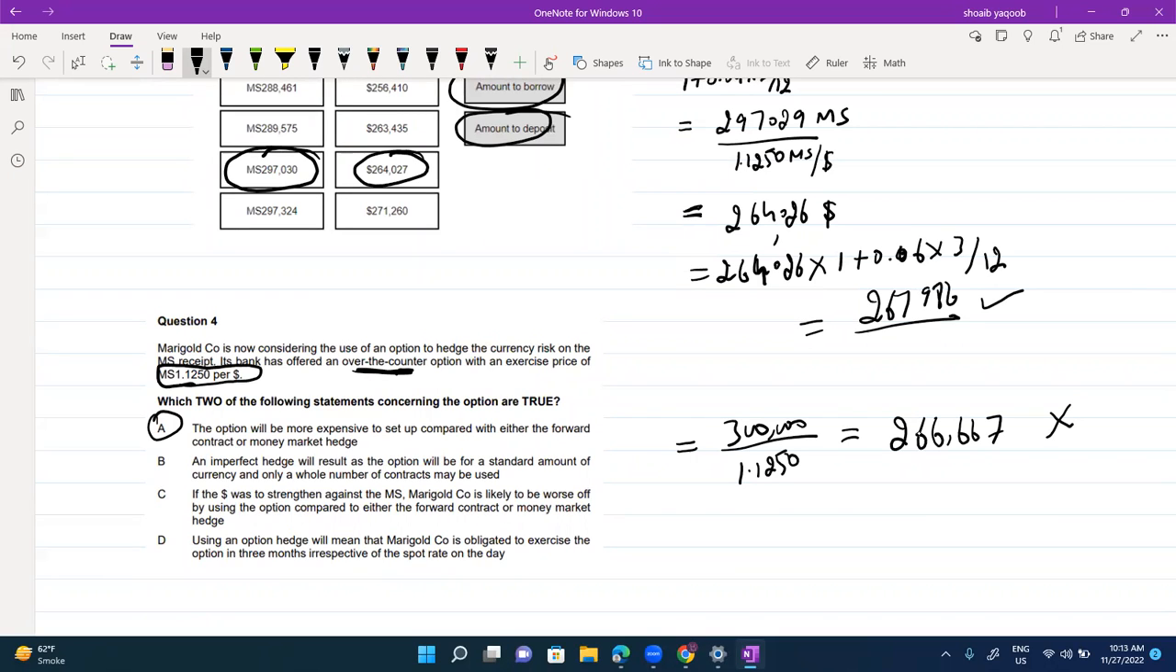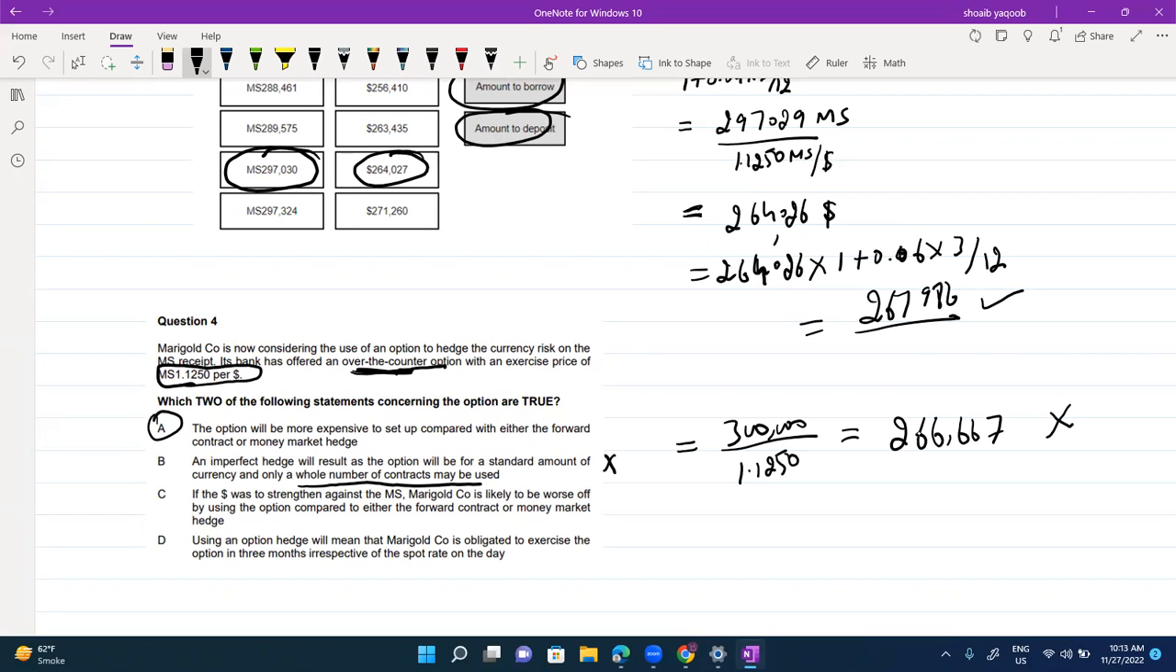स्टैंडर्ड अमाउंट कौन से कॉन्ट्रैक्ट्स में होती है? एक्सचेंज ट्रेडेड डेरिवेटिव्स. Standard amount will be in exchange traded derivatives. In over the counter option, there will be no standard amounts. Over the counter option में any amount can be hedged. So imperfect hedge will result as the option will be for a standard amount of currency and only a whole number of contracts may be used. No. Over the counter option में any amount can be hedged. So this is wrong.